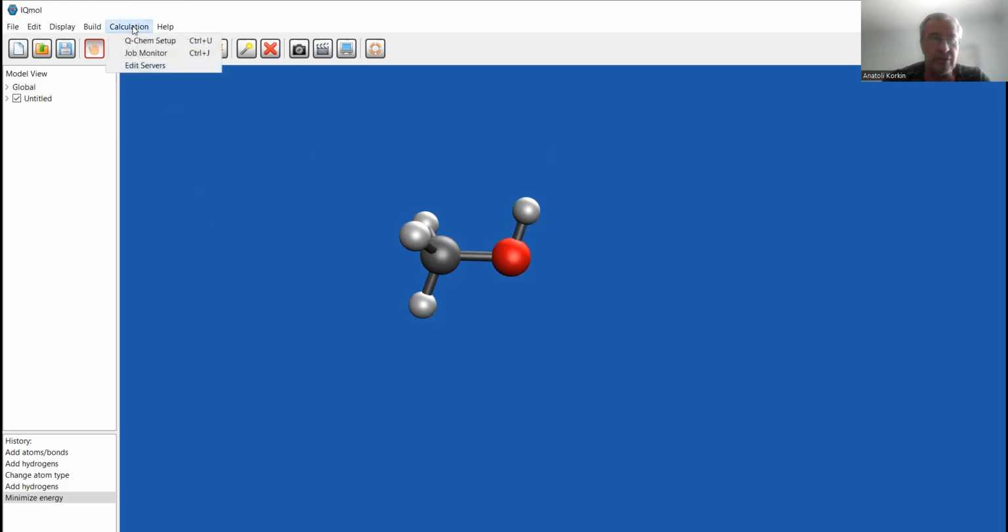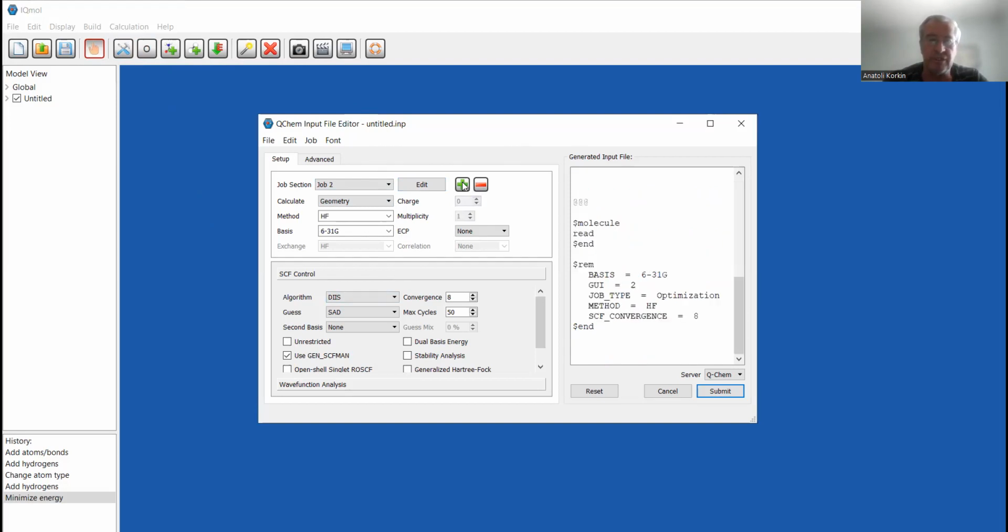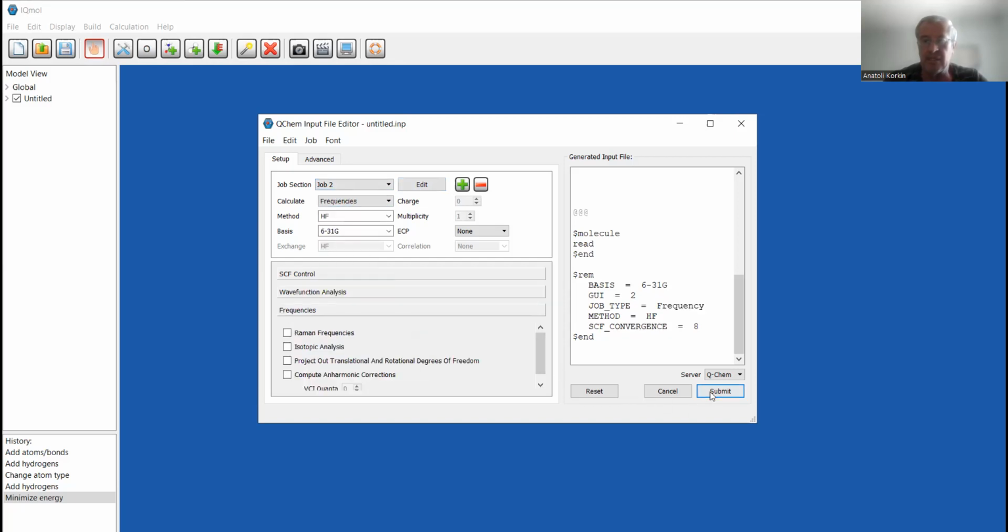In order to do this, we click on calculation, go to Q-Chem setup. I will use the default method, which is Hartree-Fock with 6-31G basis set. The first job should be optimizing the geometry. And when geometry is optimized, on the optimized geometry we will need to do the frequency calculation. So the second job would be frequencies. Okay, and now I submit the job to the computer center in California.